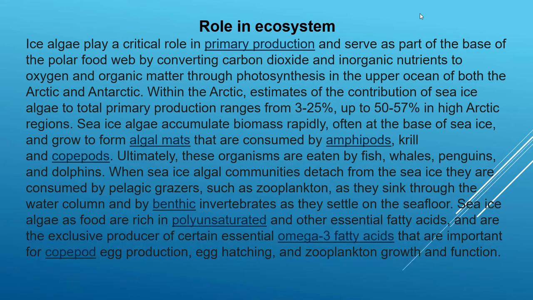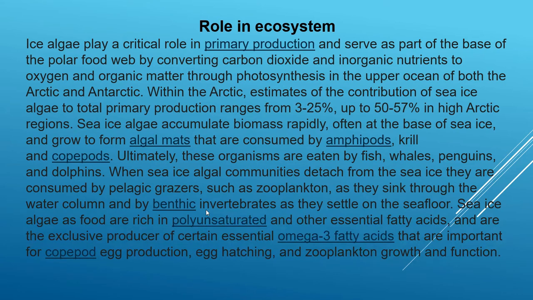When sea ice algal communities detach from the sea ice, they are consumed by pelagic grazers, such as zooplankton, as they sink through the water column, and by benthic organisms as they settle on the sea floor. I probably should have also included, in addition to benthic invertebrates, epibenthic invertebrates. Benthic organisms live in the substrate itself. Epibenthic organisms live right on the substrate of the seafloor. So there is a difference: benthic is in the substrate, epi is on the seafloor.